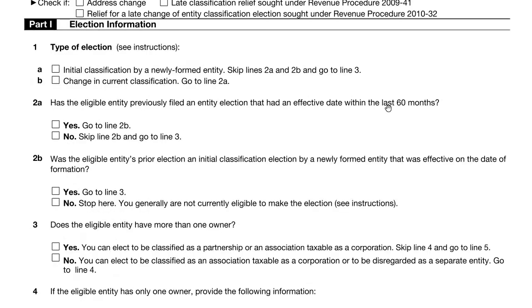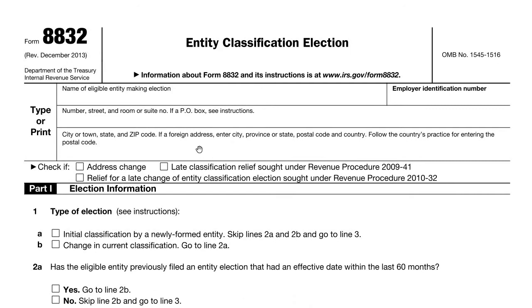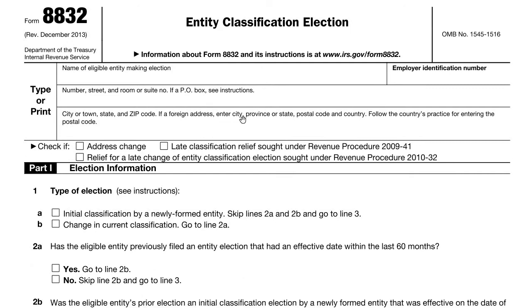Okay, so we'll go back to the front here. The top section is pretty straightforward, right? You've got the name of the eligible entity, so you've already looked at the list, you've already assessed whether or not it's an eligible entity. If it is an eligible entity, you can go forward with filing this form. So you've got the name of the entity, an EIN. This is really important. You need an EIN in order to file this form.